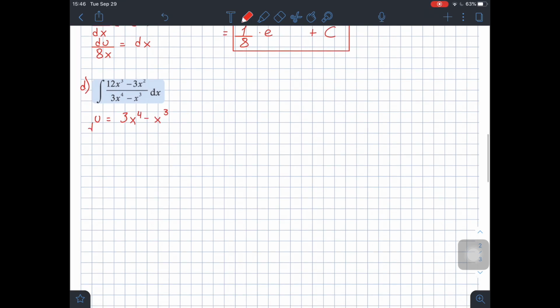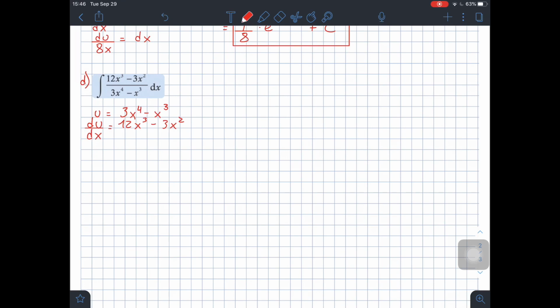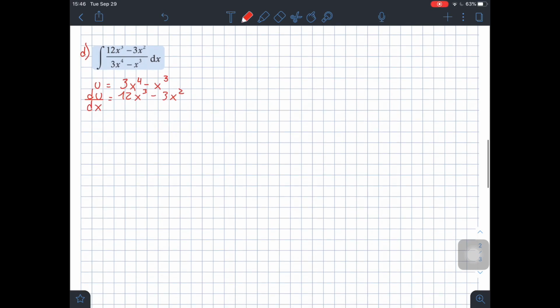So if I find the derivative of u with respect to x, then I'm going to be getting as a result 12x cubed minus 3x squared. And you see that this is exactly the same expression we had right here. So that means that we are going in the right path, okay? If you tried calling this u instead of this, you would see that you would get another result for du over dx, and you wouldn't be able to solve this using the substitution method. Okay, so if we reorganize this, we're going to say that du over all of that, 12x cubed minus 3x squared, is equal to dx.